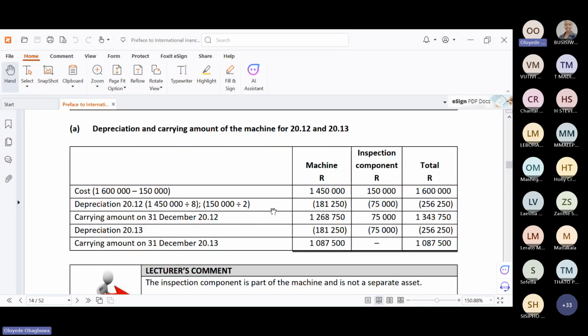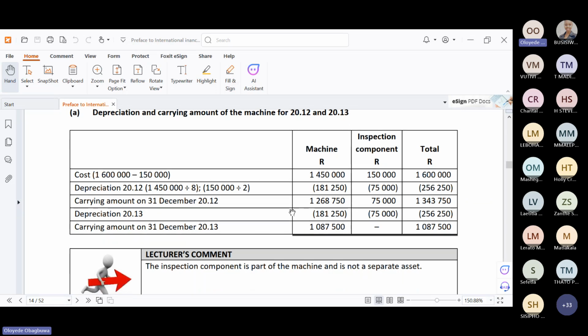So depreciation for 2013, you have already calculated it. That is what will be depreciating every year. It's the same amount. So you put the depreciation there for 2013, that of the inspection component, and you can see just for 2 years, then that inspection component will be fully depreciated, it will be 0. So this is the carrying amount of the asset on 31st December 2013. Okay, so you have answered question number 1.